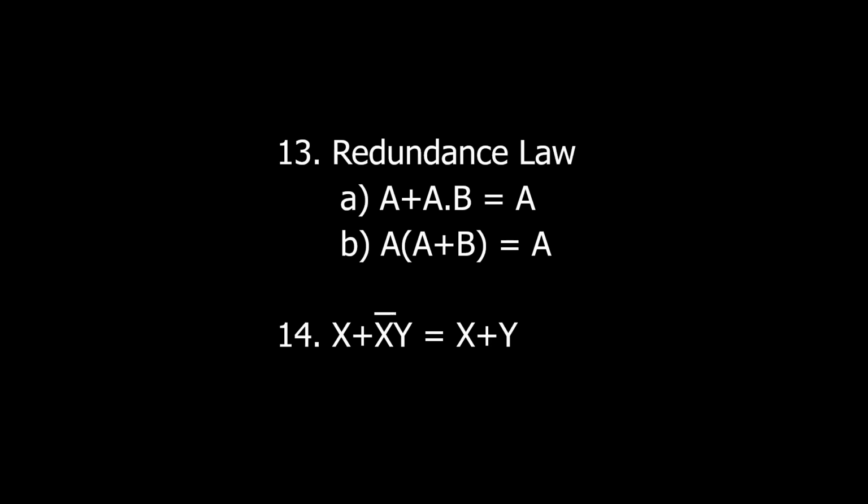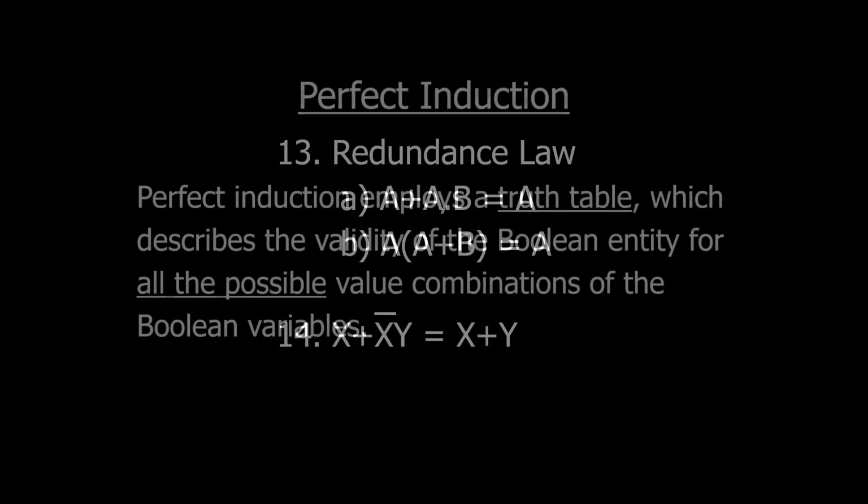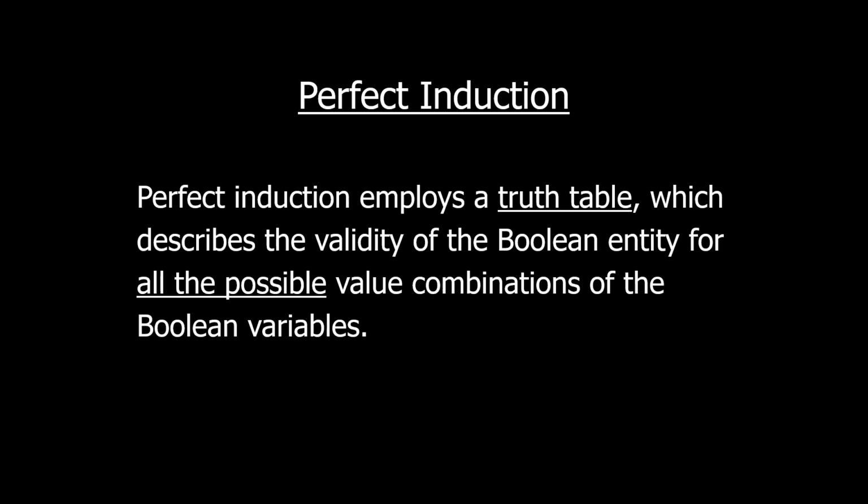There are two ways of proving a Boolean expression. First one is using the perfect induction and the second one is using the Boolean algebra rules. First of all, we'll look at the perfect induction. In perfect induction, we use a truth table to verify the validity of all the possible combinations that a Boolean variable can take. I'll illustrate this using an example.